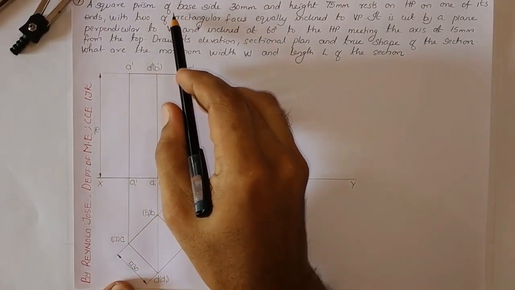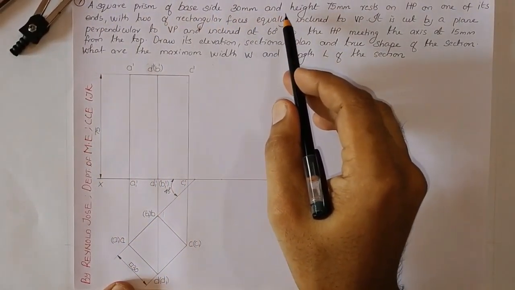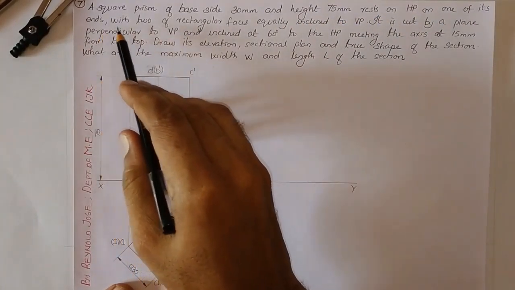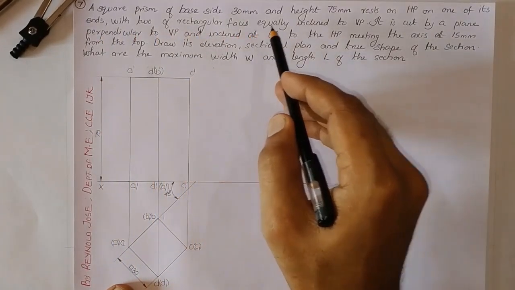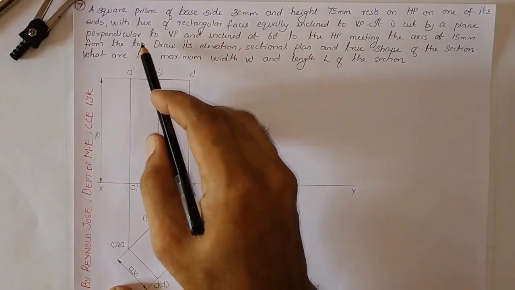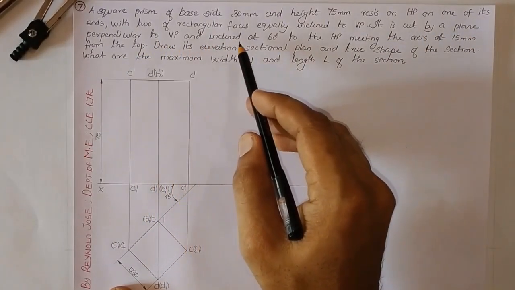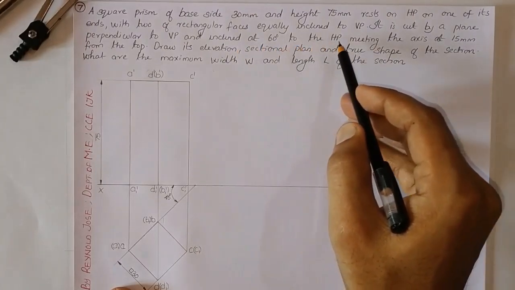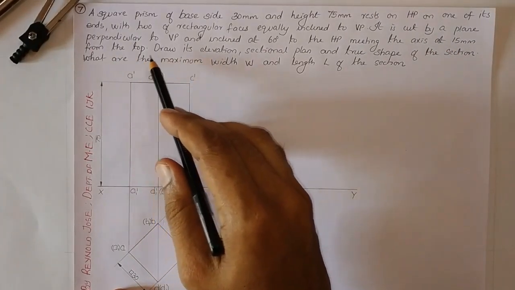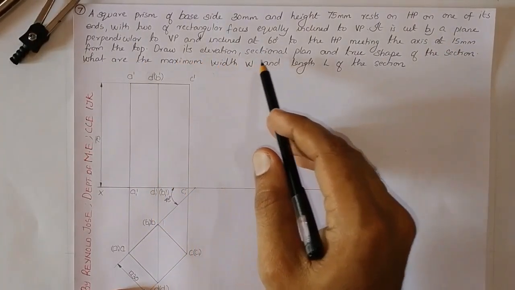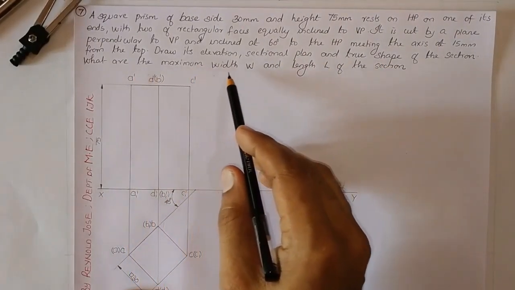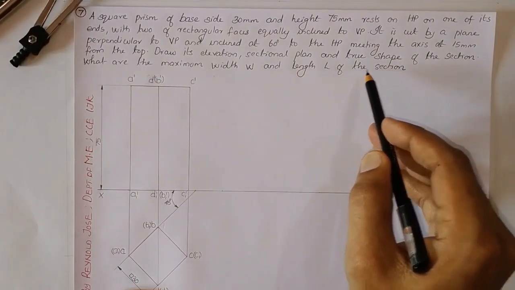A square prism of base side 30 mm and height 75 mm rests on HP on one of its ends, with two of its rectangular faces equally inclined to VP. It is cut by a plane perpendicular to VP and inclined at 60 degree to HP, meeting the axis at 15 mm from the top. Draw its elevation, sectional plan and true shape of the section. What are the maximum width W and length L of the section?